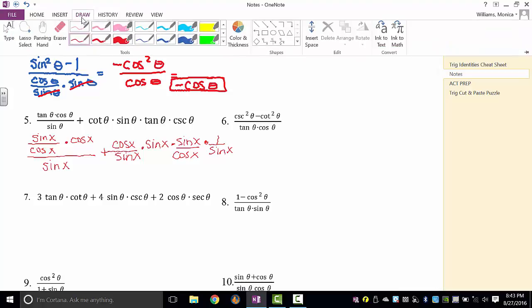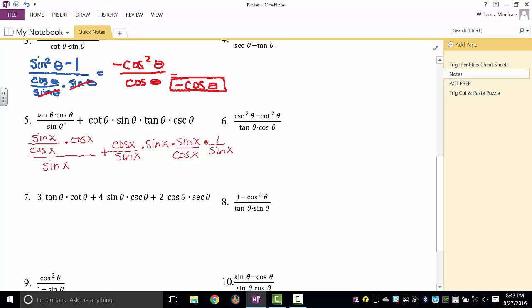Now that you have everything changed, you do the math. So I start here, multiplying, reduce, reduce. They cancel out. Sine over sine cancel. When everything cancels, 1 is left. I come over here, these signs will cancel, cosine will cancel, and sine will cancel. And that leaves 1. And 1 plus 1 is 2.